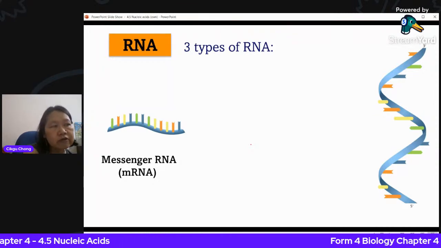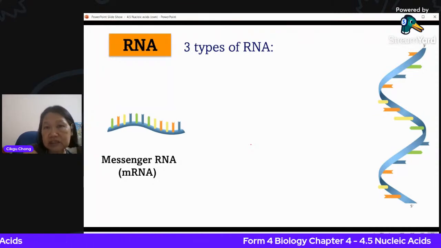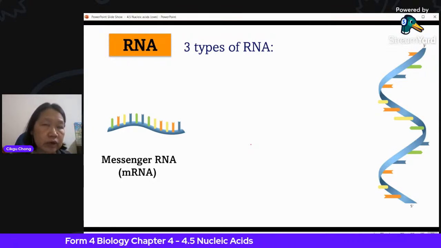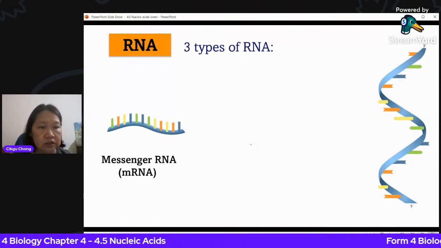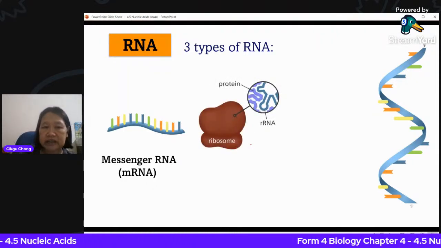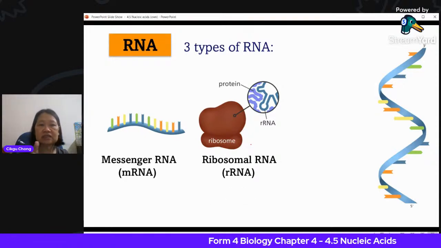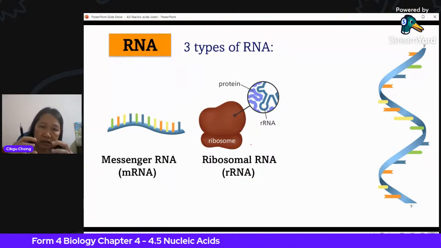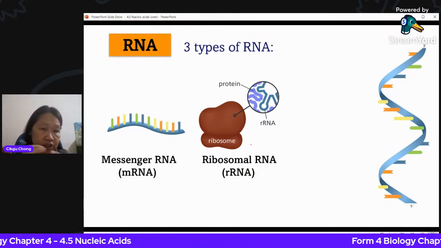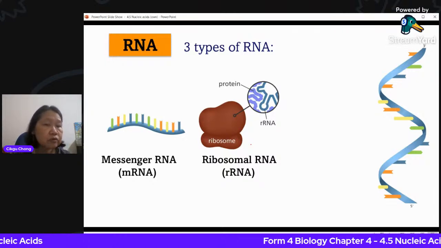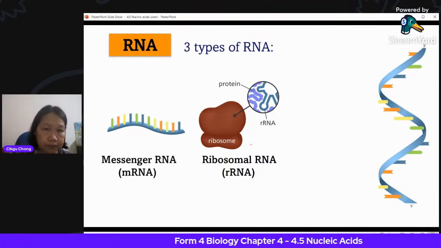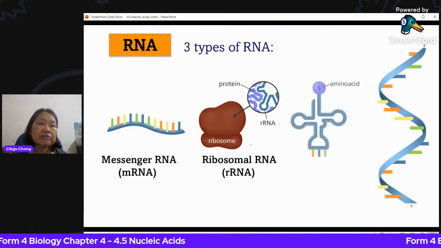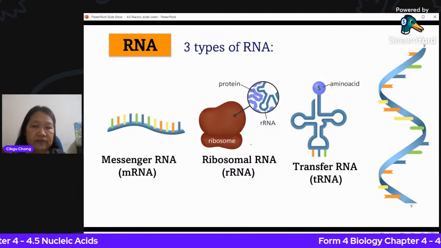We call it the codon, the code from the DNA, and bring it out to the ribosome, because ribosome is the place where they produce the protein. So the other type of RNA is the ribosomal RNA. This is where the production of protein, the synthesis of protein, occurs, at the ribosome. Okay, so there's rRNA, and then the other type is called the tRNA, so called transfer RNA.